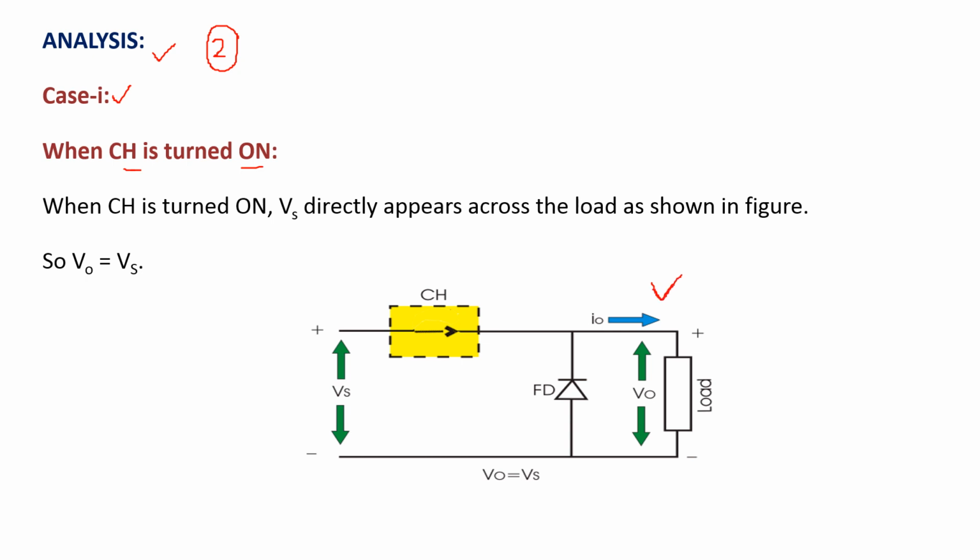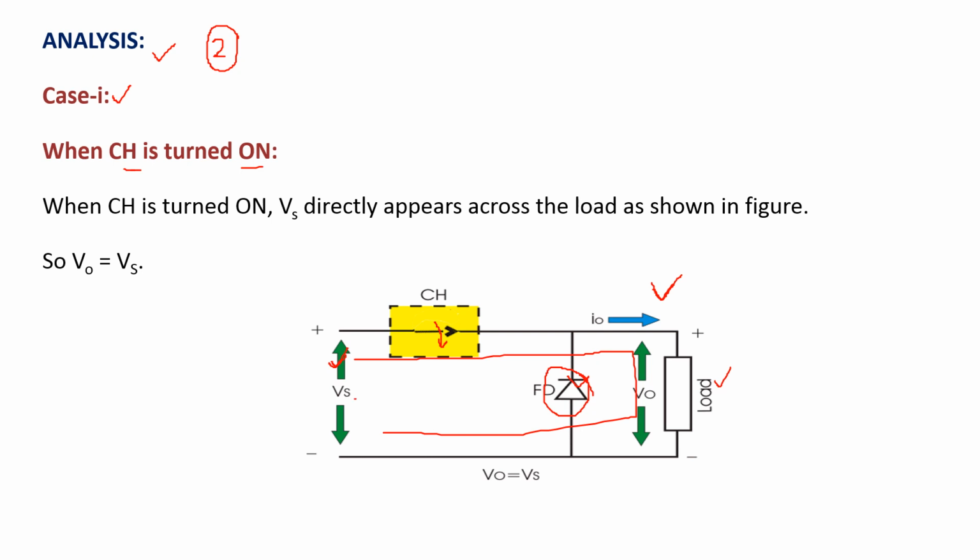Here this switch is closed. By closing this switch there is a path for current from source to load in the direction of Vs plus, chopper, load and Vs minus. Here this diode is in reverse bias and acts as an open circuit. So there is a path for current from source to load.